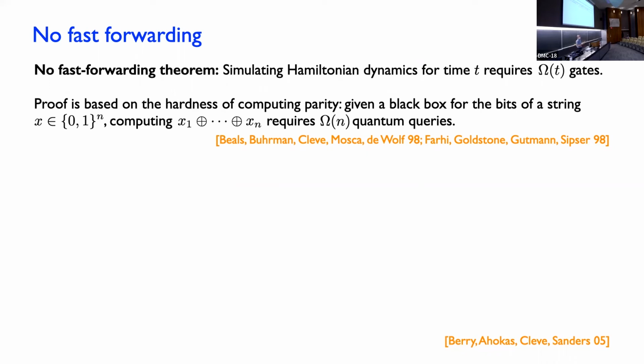The idea is that if you want to simulate dynamics for time t, for the situations you're really going to care about, you are going to have to use a number of gates that grows at least linearly with the time you want to evolve for. So Andrew, sorry.